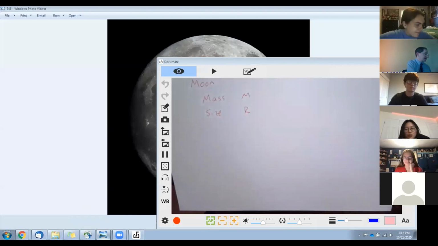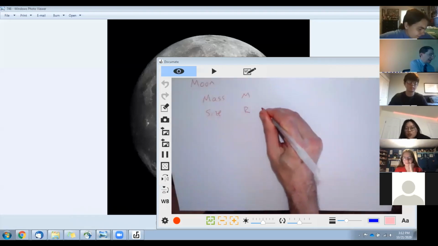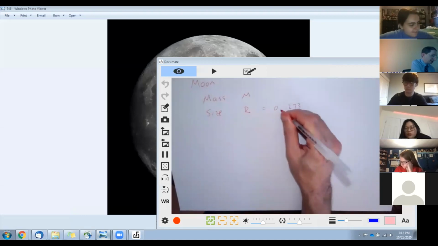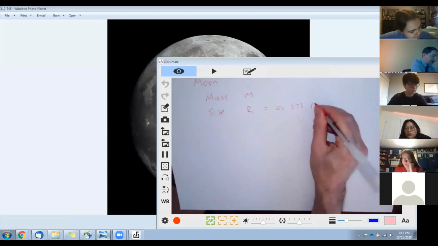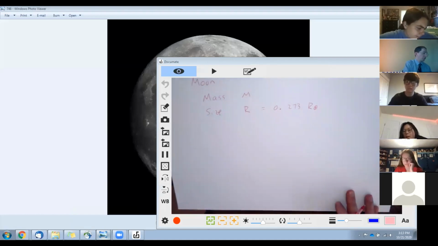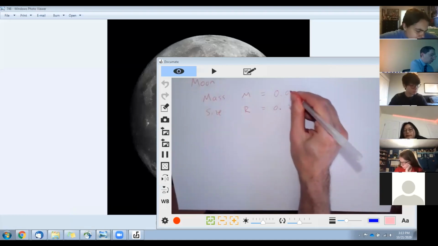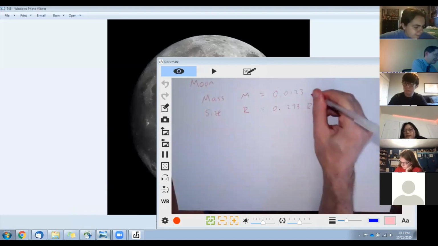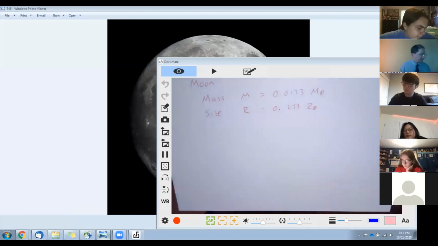Okay, so the size is 0.273. I don't know why I have that giant gap there. 0.273 times the radius of Earth. So a little bit over a quarter the size of Earth. And the mass is 0.0123. That's easy to remember, 0.0123 times the mass of the Earth.